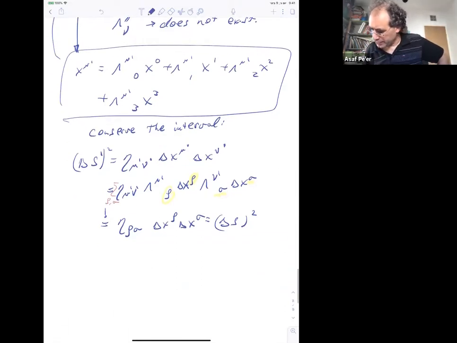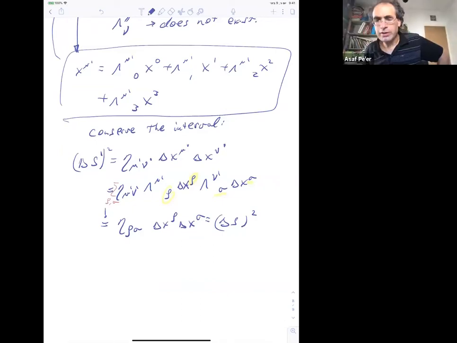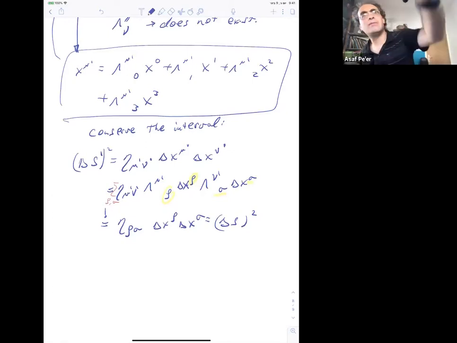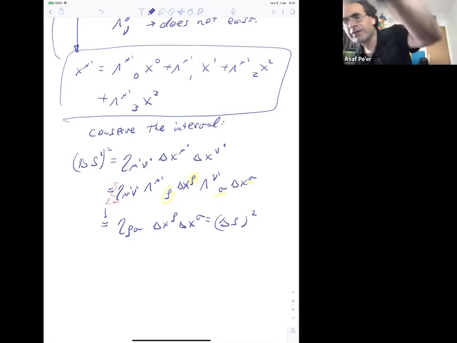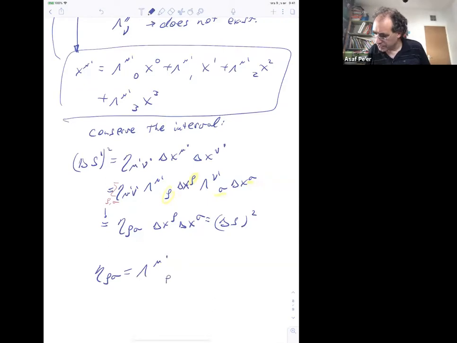Now, another thing is that I put all the indices here, which means that I'm looking at element by element, right? This summation means that I'm going element by element and doing the matrix times vector multiplications element by element, right? So this will be true so long as we have that eta rho sigma is equal to lambda mu prime rho lambda mu prime sigma eta mu prime mu prime.